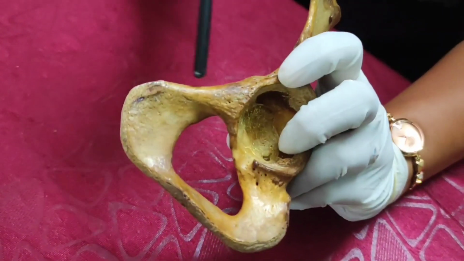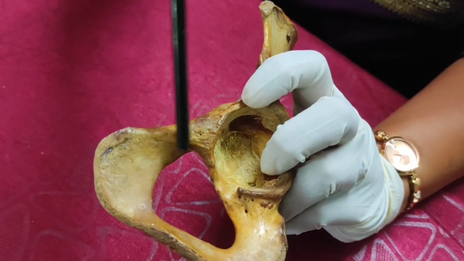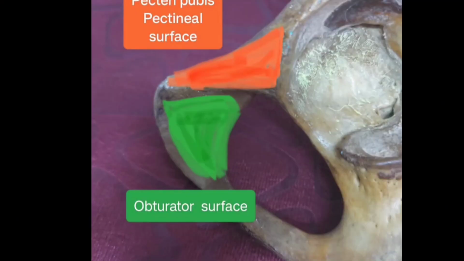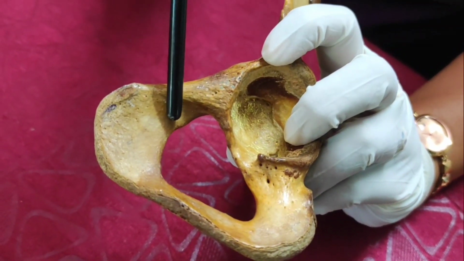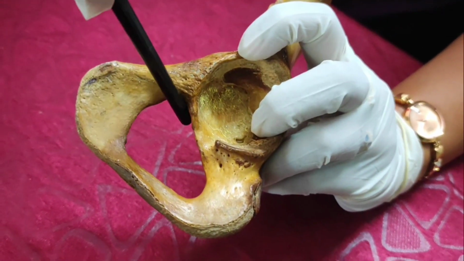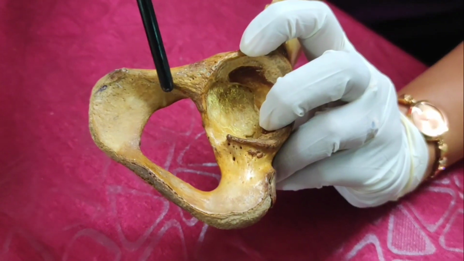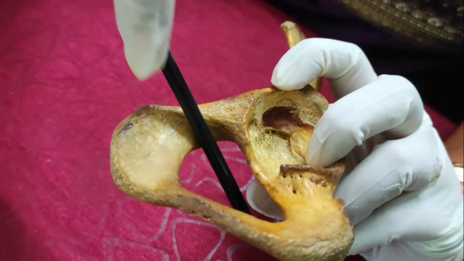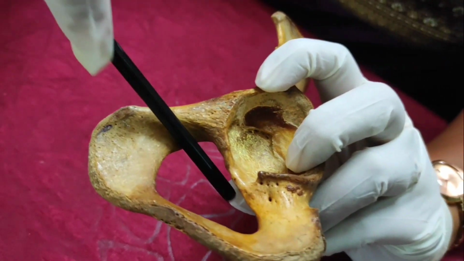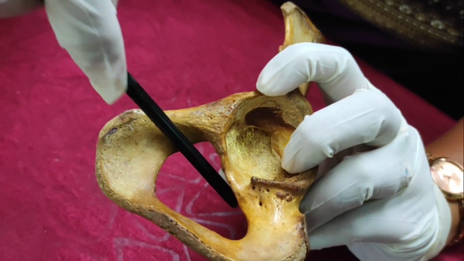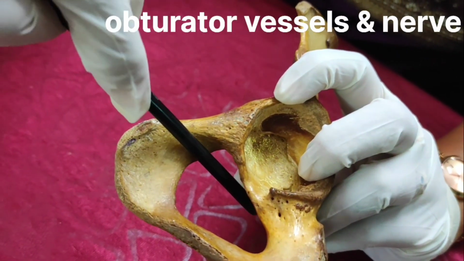The third surface of the ramus of pubis is known as the obturator surface. This obturator surface is situated in between the anterior border and the inferior border. This is the obturator surface, and it shows one groove known as the obturator groove. This obturator groove gives passage to the obturator vessels and obturator nerve.